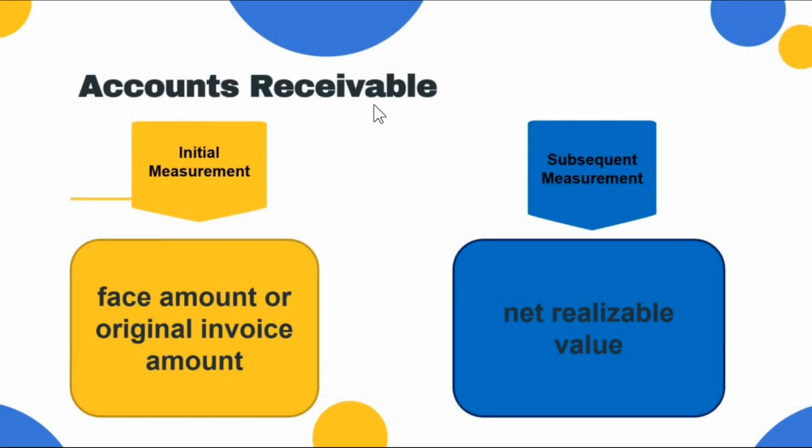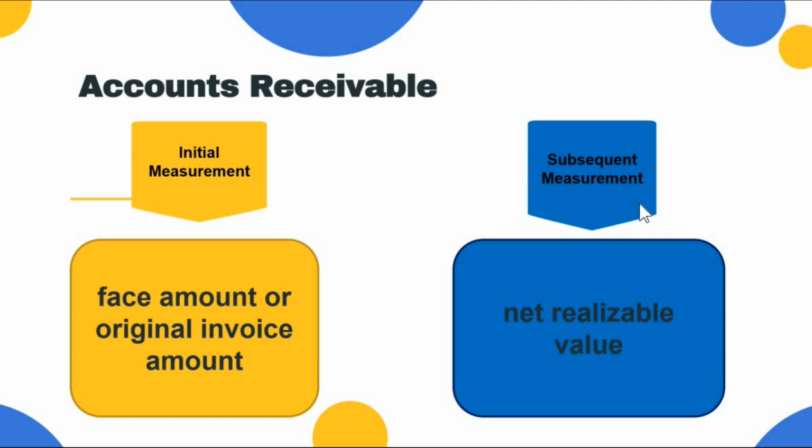So we have here accounts receivable. As we know in the previous video, accounts receivable initially shall be measured at face amount or original invoice amount, since this is what is considered as their fair value plus transaction cost. Whereas after the initial measurement, we have here the subsequent measurement of accounts receivable.